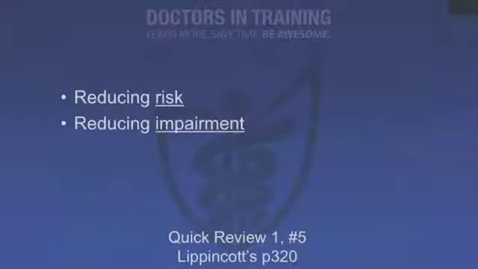Number 5, what are the goals of asthma treatment? We talked about reducing risk so that you don't have an asthma attack and need to be intubated at some point. And the second goal is reducing impairment. You want these individuals to have normal lives.